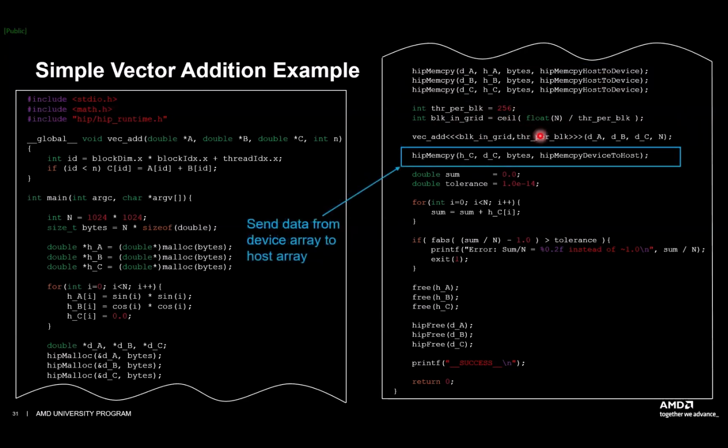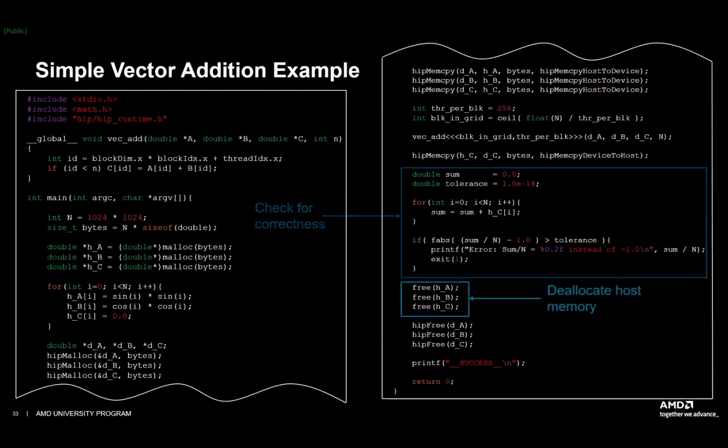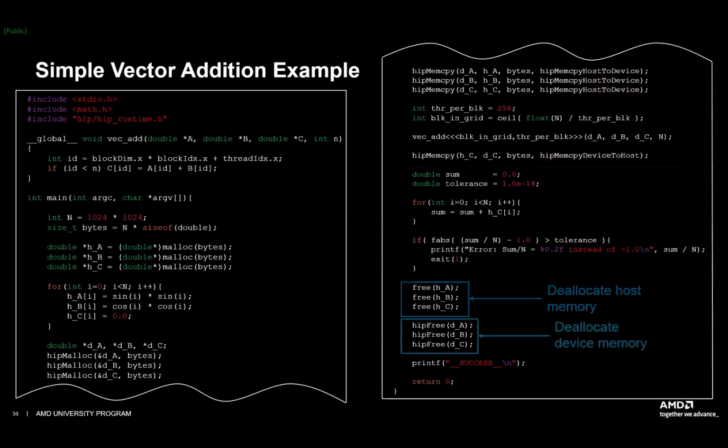Once we've completed our GPU kernel, we then send the results back from the device. Now we have a device buffer here in the second argument, and we send it to the host. And you can see that we've changed this to be device to host, as opposed to host to device above. And then now that the results are back on the CPU, we can check for correctness. Free our CPU memory, free our GPU memory, and print success if we finish this successfully.